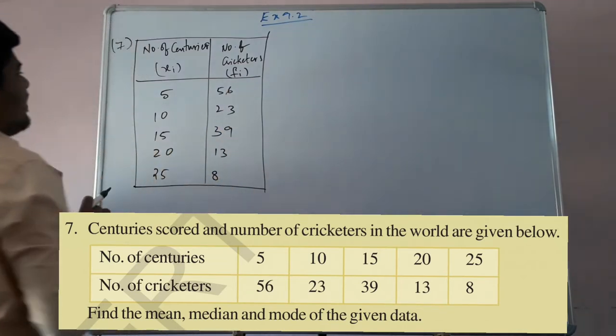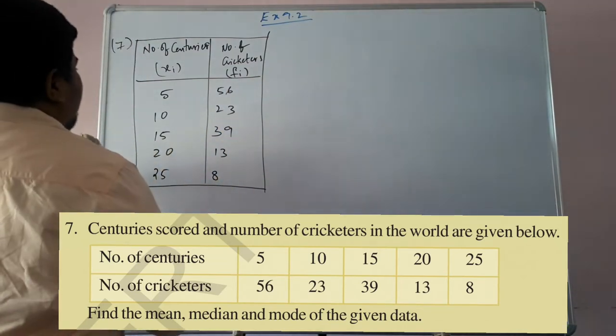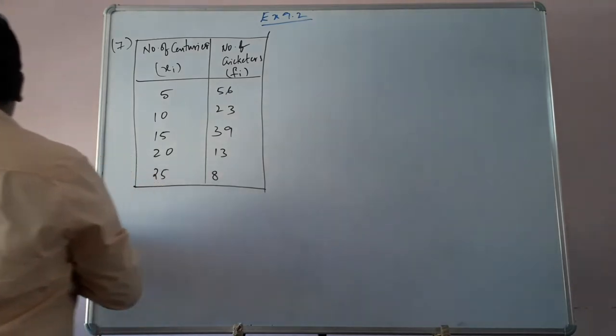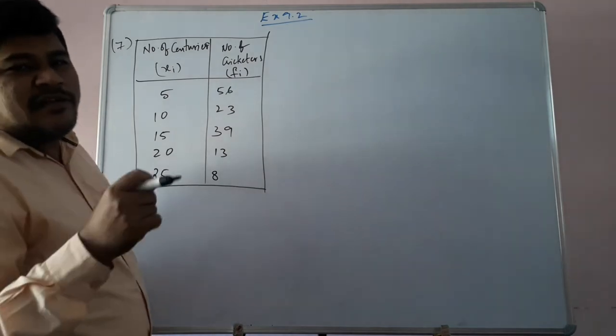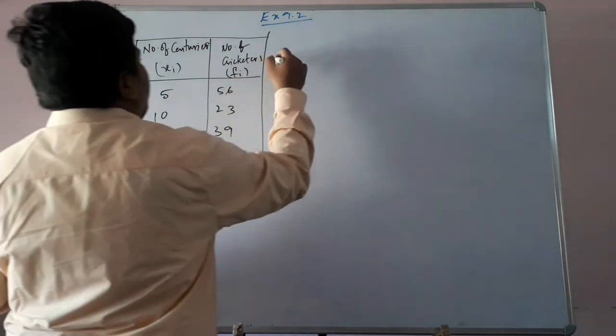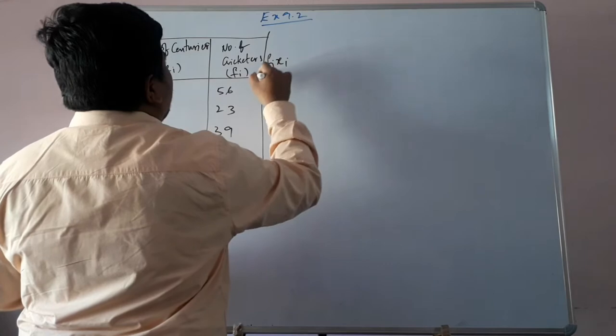First, children, we will find the mean. So the mean formula, by the direct method, is x bar equal to sigma fi xi divided by sigma fi. So we need to find the fi xi values here.